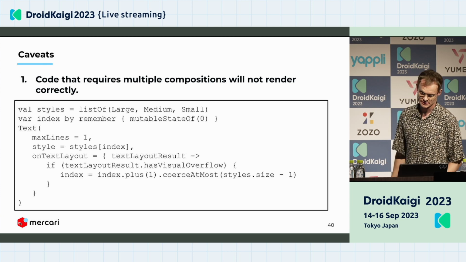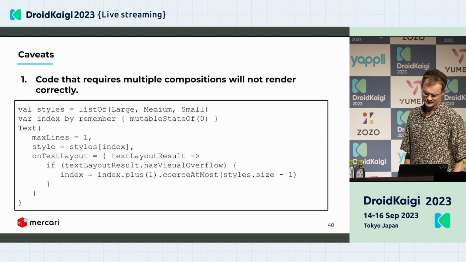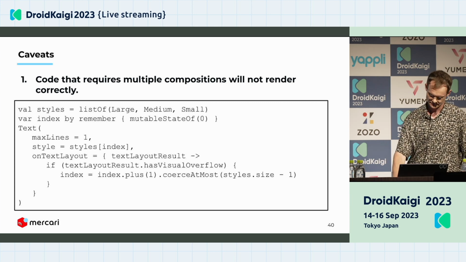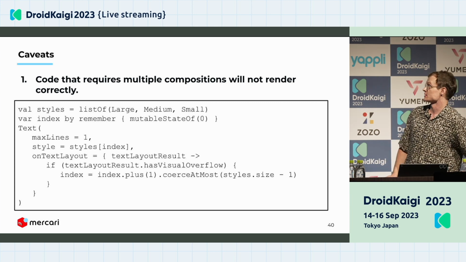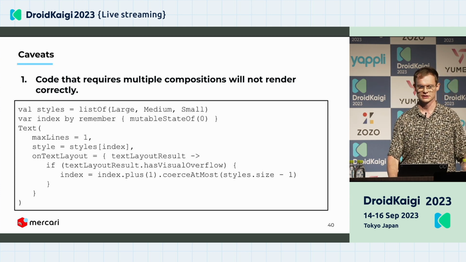Unfortunately, cases like these are not supported by Paparazzi yet. In this example case, the component will always render at the largest text size. So essentially, there are some components that just don't render correctly using screenshot tests.